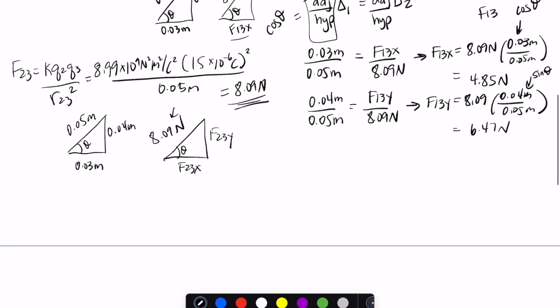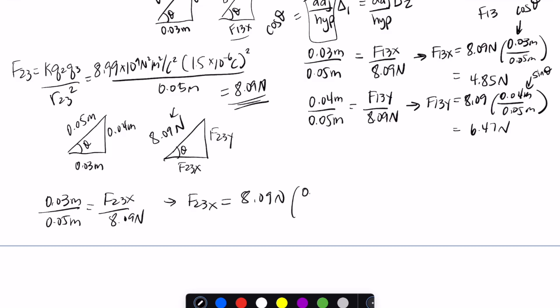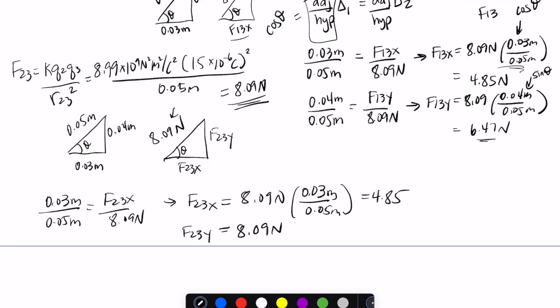Now we can set up our similar triangles. So let's do adjacent first. 0.03 meters over 0.05 meters is F23x over 8.09 newtons. Solve for F23x. Okay, 8.09 newtons times 3 over 5. Guess what? It's exactly what we did up here. Okay, so we're going to get 4.85 again. F23y is going to end up being exactly the same as up here. Now, what's the difference though, right? Because we're working with triangles here.